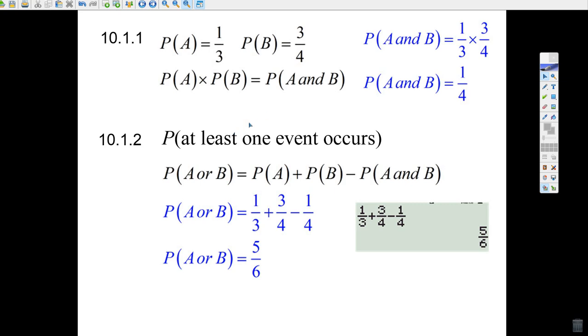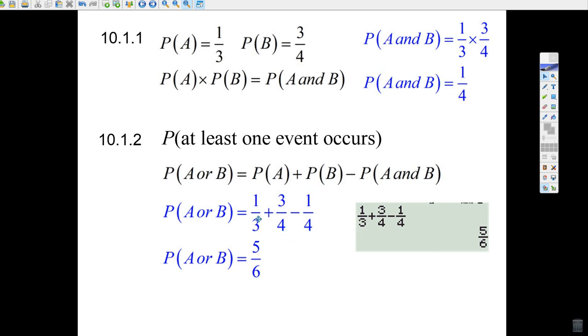The next one is actually exactly the same thing, because it says, what's the probability of at least one of the events occurring? That means it's either A or B, at least one. It could be both, but at least one. Well, write down the formula. P of A or B equals P of A plus P of B minus P of A and B. Well, that's going to give us the answer. P of A is 1/3, P of B is 3/4, P of A and B is 1/4.